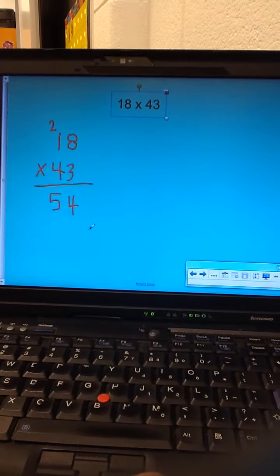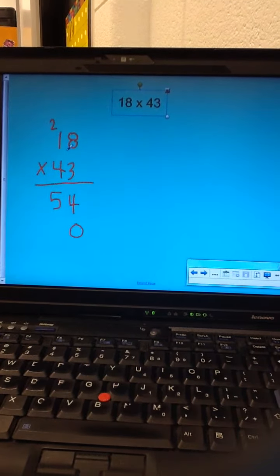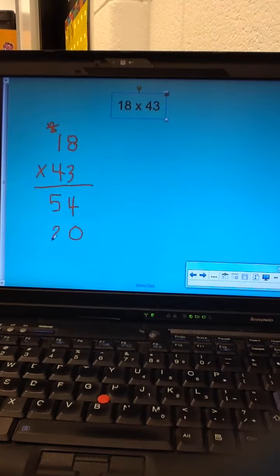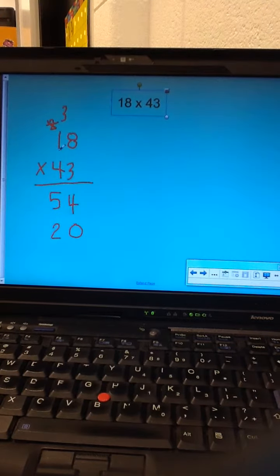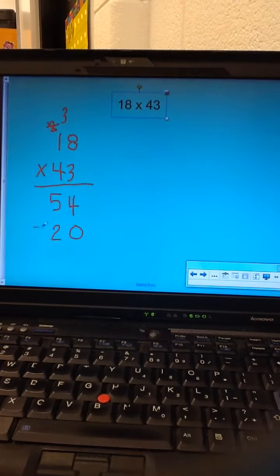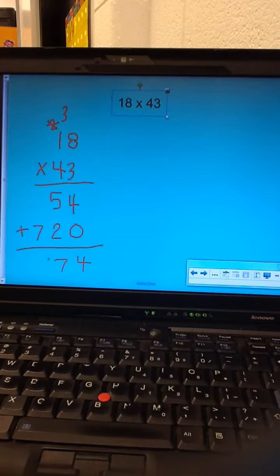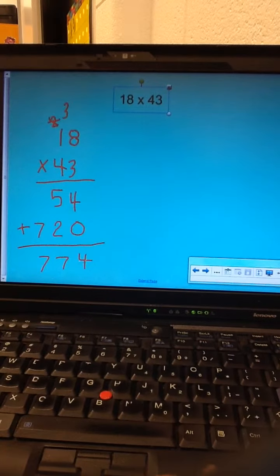And then hopefully you remembered to bring down that 0 and multiply 4 times 8, which is 32. So you write your 2, carry your 3. 4 times 1 is 4, plus 3 is 7. Add them together. And 4 plus 0 is 4. 5 plus 2 is 7. And 7 plus nothing is 7. So your answer to 18 times 43 is 774.